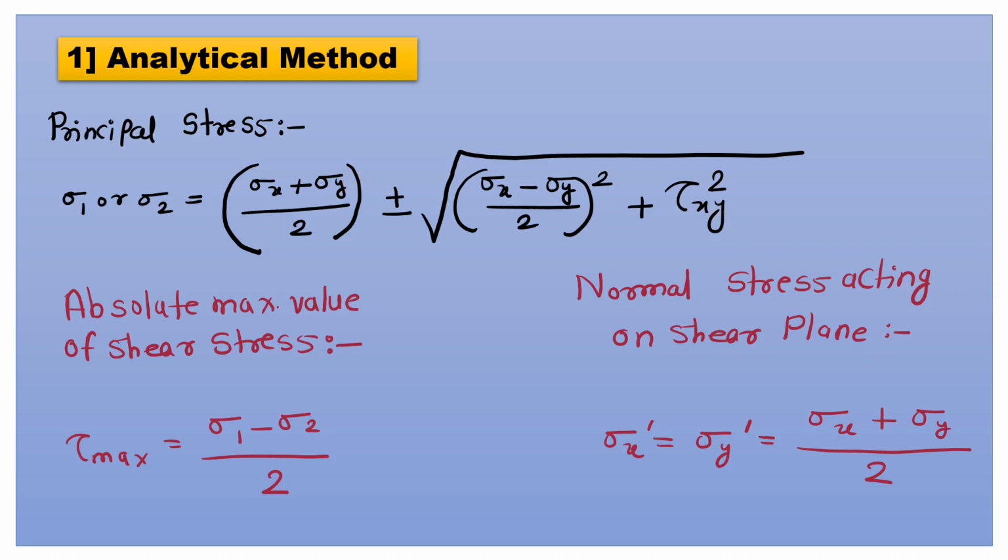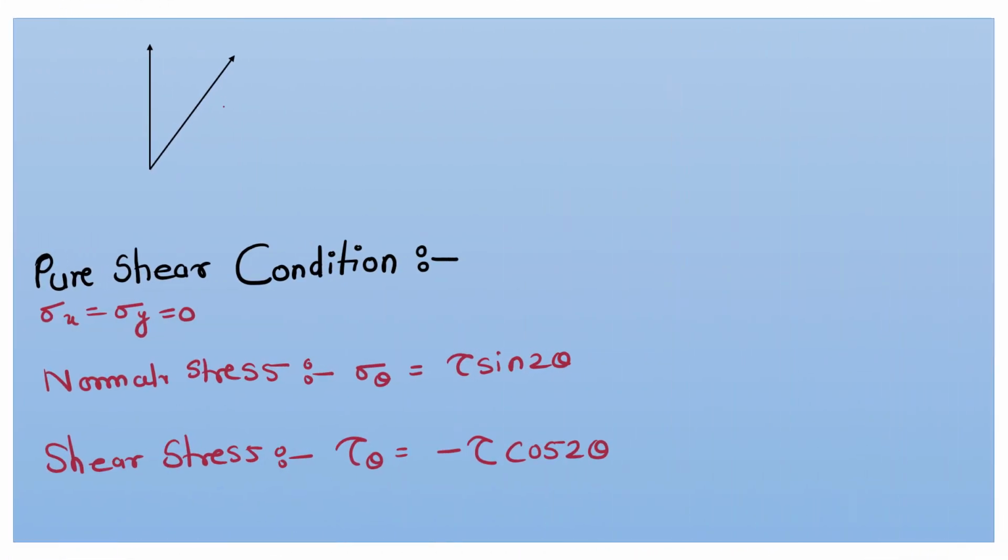The next formulas are about the pure shear condition. In the pure shear condition, the normal stresses about the x and y axes are 0. So the normal stress and shear stress in pure shear are sigma theta equals tau sine 2 theta, and shear stress tau theta equals minus tau cos 2 theta. These are the two formulas used in a pure shear condition.